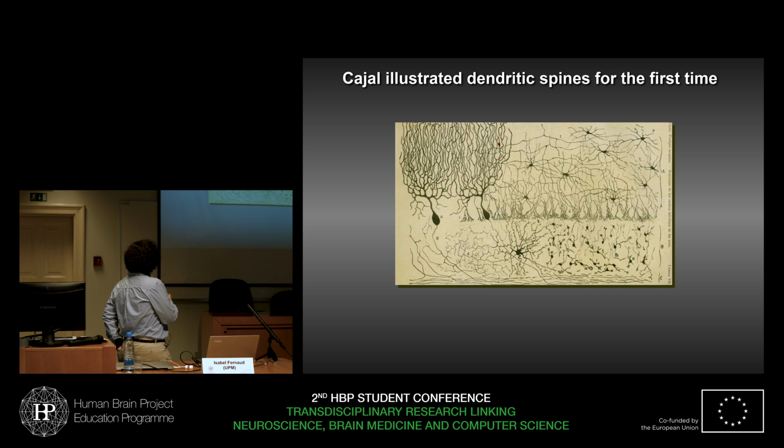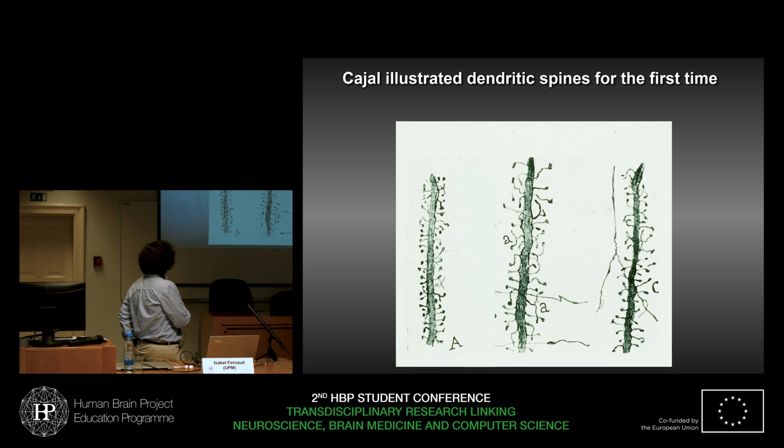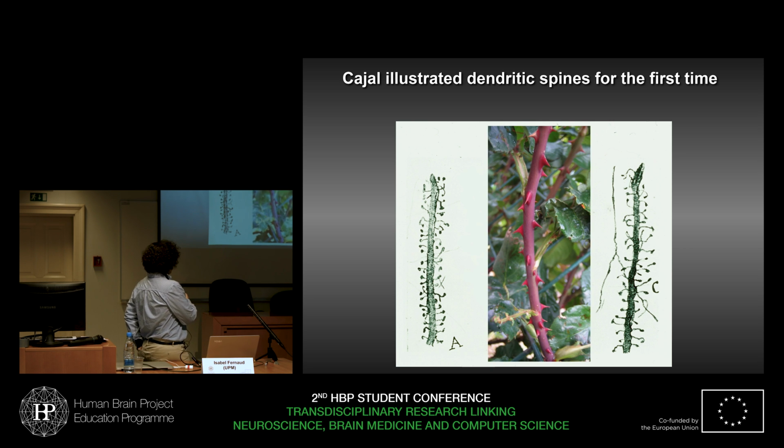Also, Cajal was responsible for the illustration of dendritic spines for the first time. He first described these structures in the cerebellum of the hen, and afterwards in many other species and cortical areas, both in human, in rabbit, in cat. And he described them as very thin protrusions of the dendrites. At the moment, he didn't know the function, but he proposed to call them spines because they were very similar to the spines coming out of a stem of a rose.